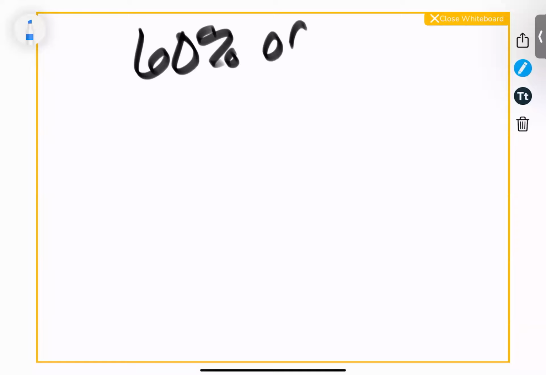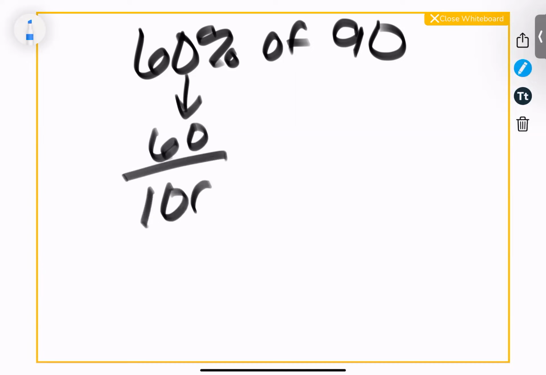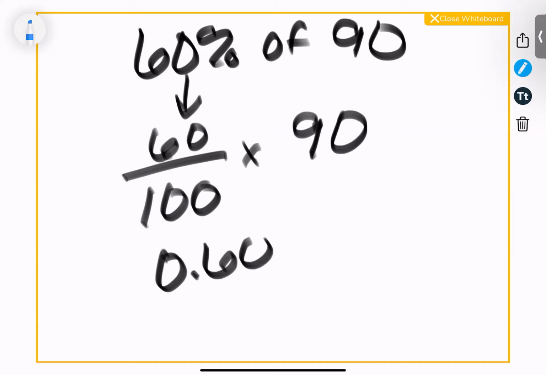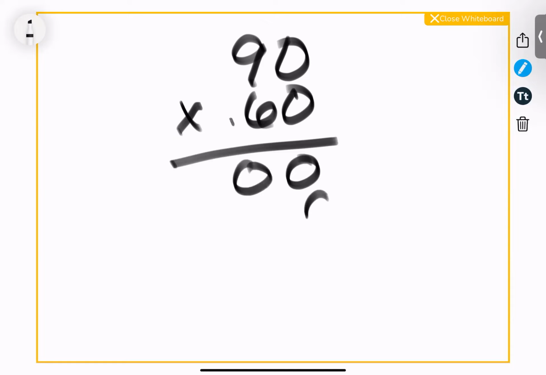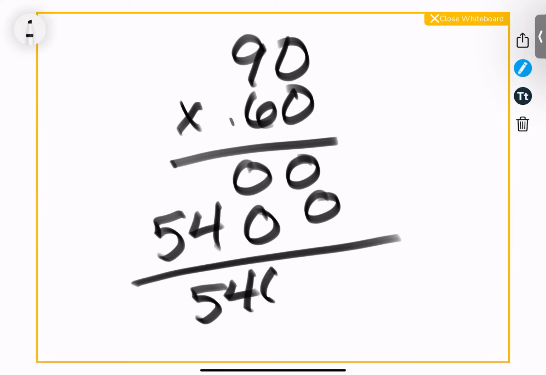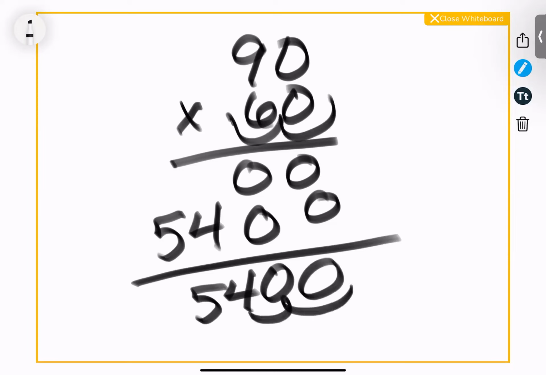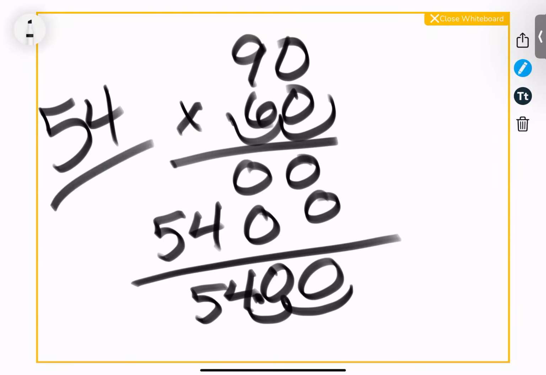So 60% of 90, 60 over 100 times 90. 60 hundredths times 90. Okay, going to rewrite 90 times 60 hundredths, 0, 0, place saver, 0, 54. Add it up. 1, 2, 1, 2. 60% of 90 is 54.